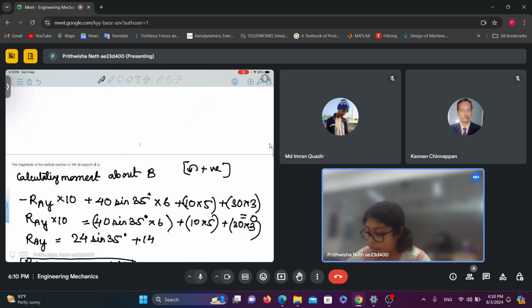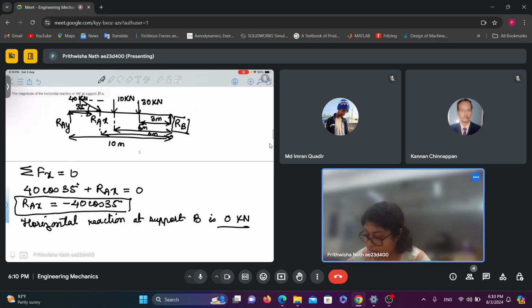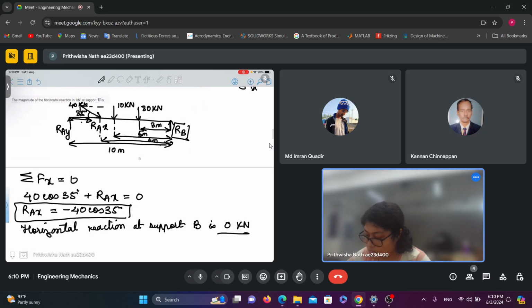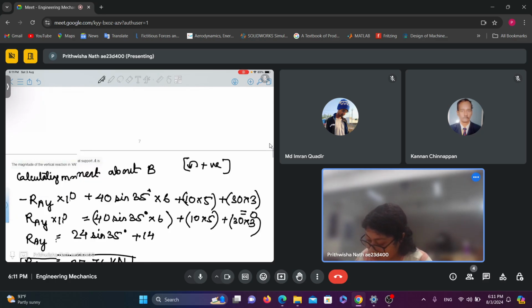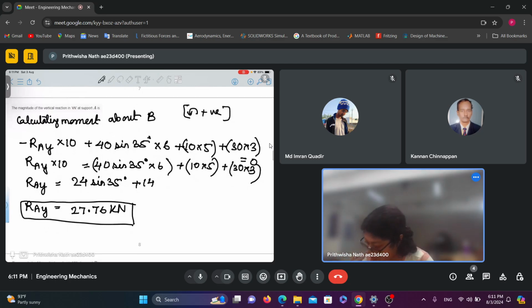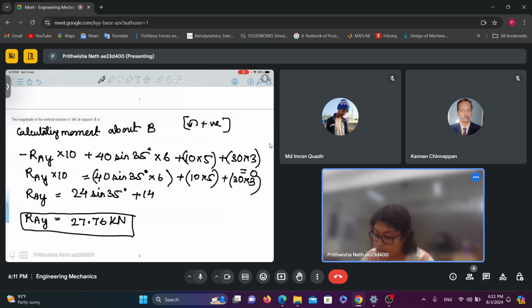Similarly, the forces 10 and 30 are also... the 40 is causing anti-clockwise moment about B, and 10 and 30 is also causing anti-clockwise moment about B. So these forces are positive, causing positive moment. So from here, I can calculate RAY, that is the vertical reaction at support A.